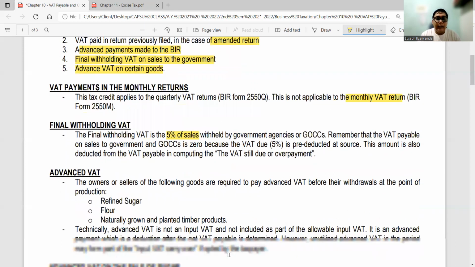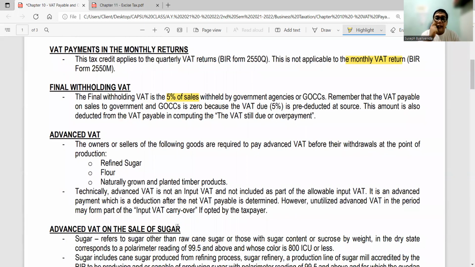Okay, next, advanced VAT. The owners or sellers of the following goods are required to pay in advance. There are three of them: refined sugar, flour, and naturally grown and planted timber products. So what is advanced VAT? The BIR is requiring the owners or producers of these three goods to pay advance VAT before their withdrawals at the point of production. So before the goods are finished or harvested, you are required by the BIR to pay for that advanced VAT.